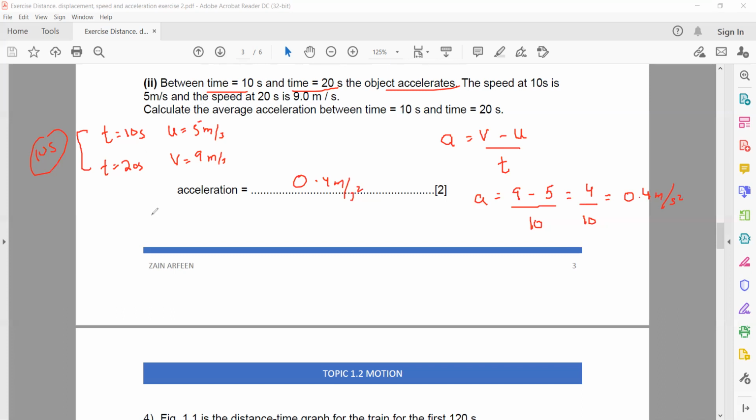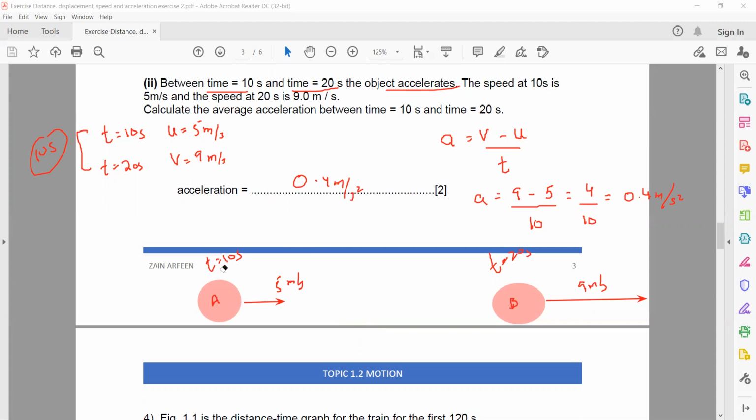when time was 10 second, the speed was 5. When time is 20 second, speed is, like if I draw a figure, the speed changes, and when the time was 10 seconds, the speed was 5. And when time is 20 seconds, the speed is 9 meter per second. The question is, what is the acceleration from moving from time 10 seconds to 20 seconds? So the change in the velocity divided by time. Acceleration is the change in the velocity divided by time interval.